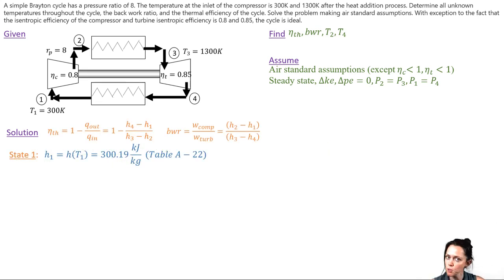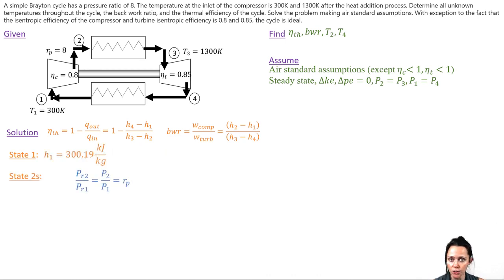So H1, just pulling that right off the table at the given T1. And then state 2, well, I got to figure out what state 2S is. So I've got this isentropic efficiency, which tells me how I deviate from that ideally isentropic compression process. So I need to figure out what that H is at the end of the isentropic process, then use my efficiency to figure out what it is for the actual process.